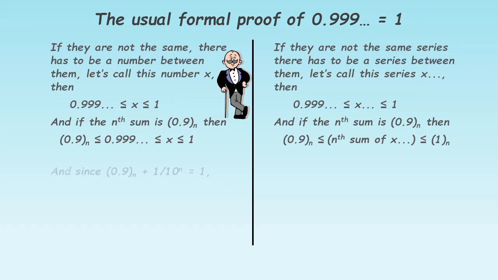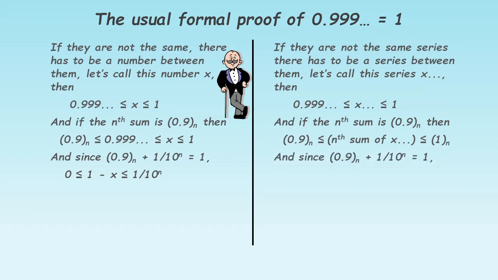In the formal proof, they use the fact that the sum to the nth term is a distance of 1 over 10 to the power n away from 1 to deduce that 1 minus x must be between 0 and 1 over 10 to the power n. But if we use the same fact when working with series, we can deduce that 1 minus the nth sum of the x series must be between 0 and 1 over 10 to the power n.